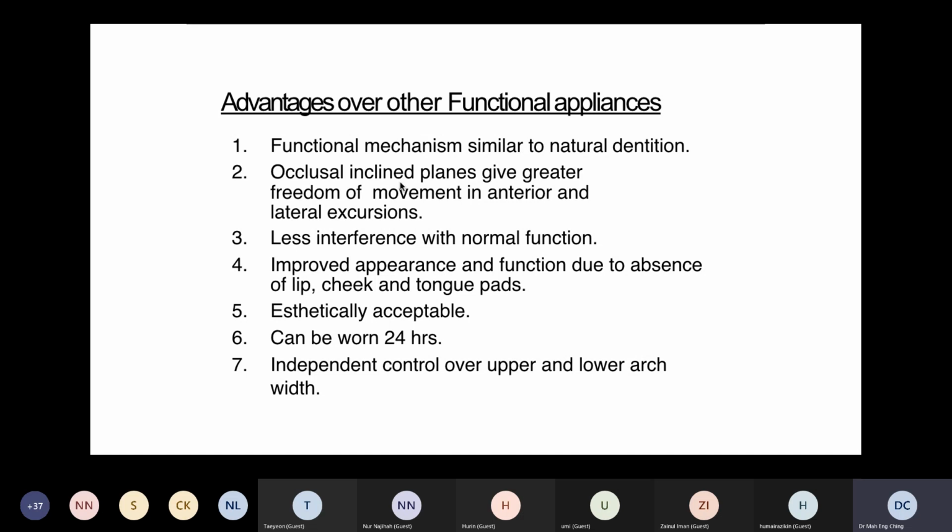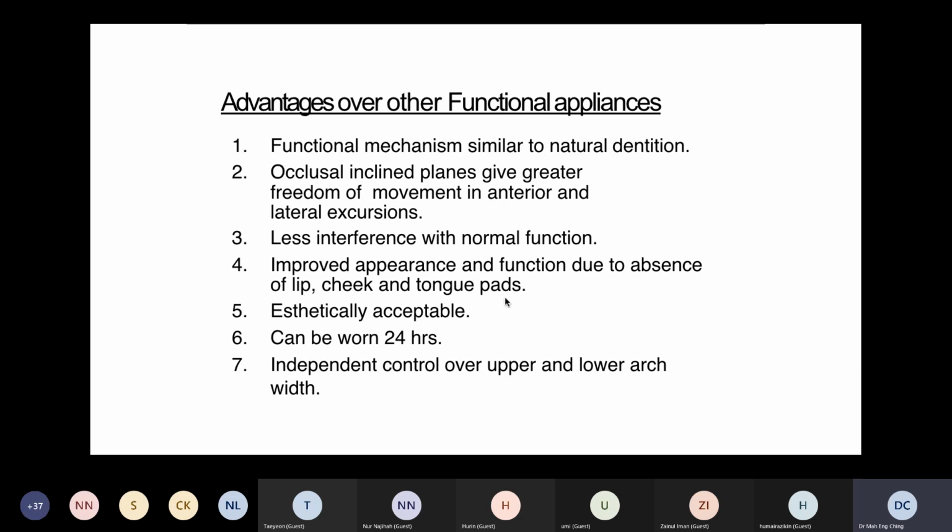So the occlusal inclined planes give greater freedom of movement in the anterior and the lateral excursions. Your jaw can move backward, forward, no problem, because there are two pieces. Less interference with the normal functions. This one we talked about before. Improved appearance and function due to the absence of lip, cheek, and tongue pack.